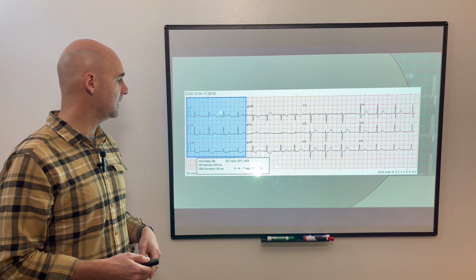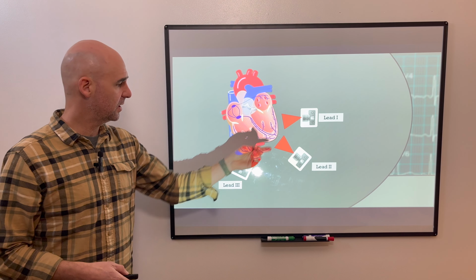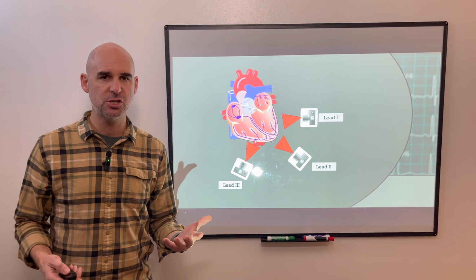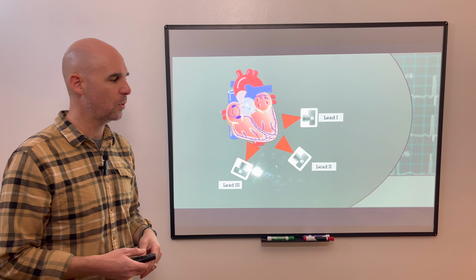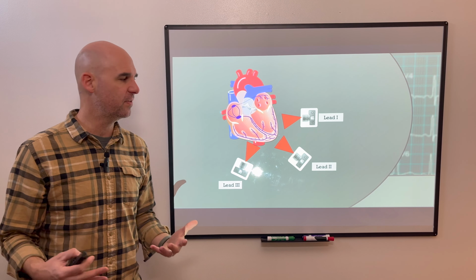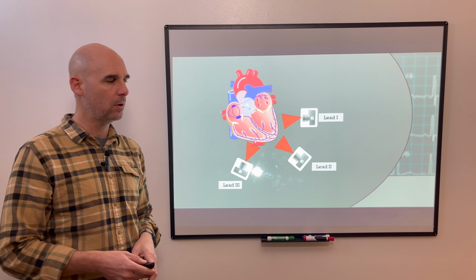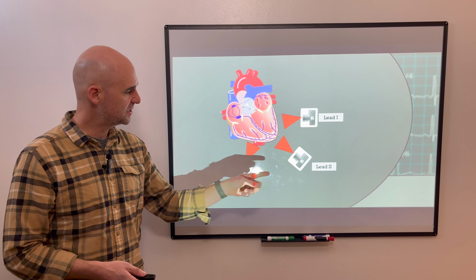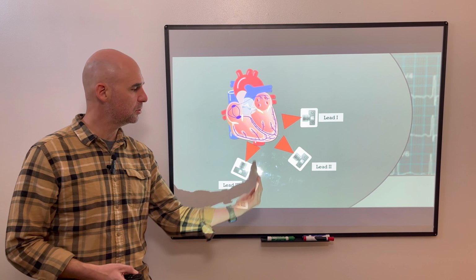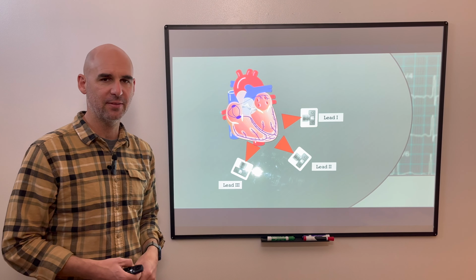If we look at these three leads, we're going to see, in relationship to that depolarization wave, which way it's moving. Lead one is looking at the left lateral wall of the left ventricle. You can see lead 2 is looking from below, kind of on that left side, at the left ventricle.